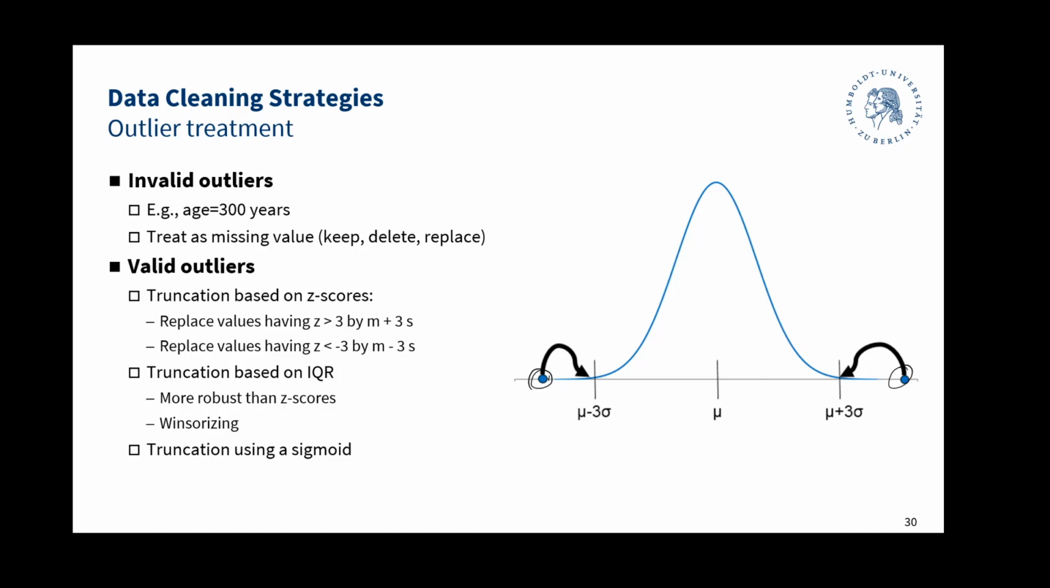For numeric data, we might assume it's normally distributed and then say, okay, the mean plus 3 times the standard deviation is the largest possible value. So the z-score of 3 is the largest value I'm willing to accept. Or you can apply the same approach, but instead of doing it parametrically, you just use the box plot approach and do the truncation based on the interquartile range, which is more robust than the z-score.